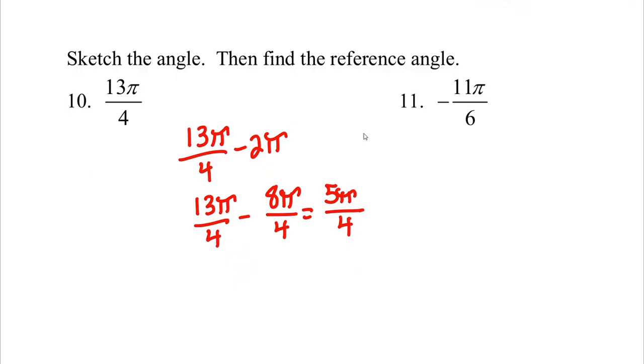So it asked us to sketch the angle, so I'm going to draw a little axis. So again, this is pi, and then we got to go another fourth. So it's going to be here. And that is our theta. Okay, right, this is pi.